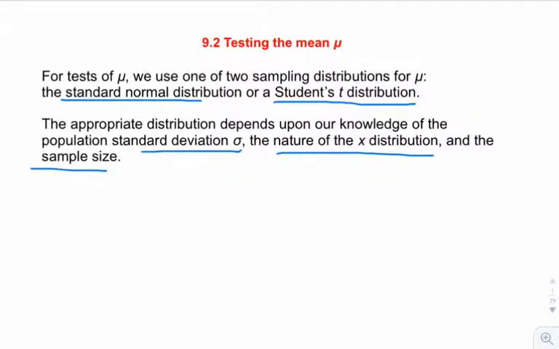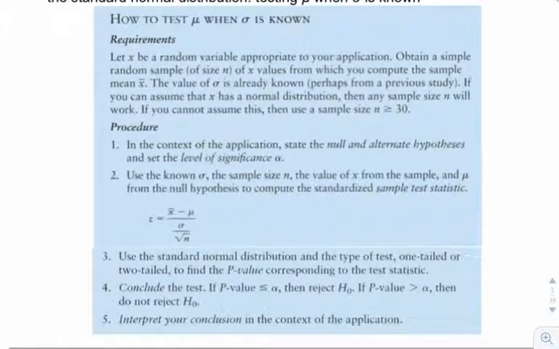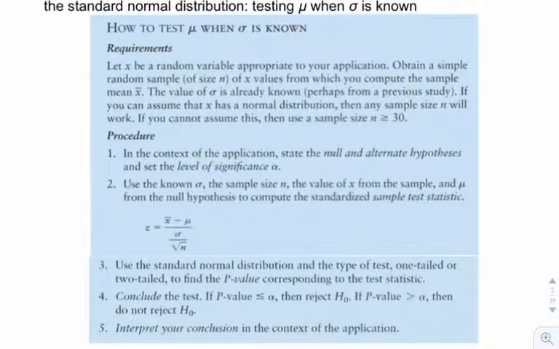We're first going to look at the conditions in which we will use the standard normal distribution, z. Later we will look at examples of the student t-distribution. So for right now, let's look at when we use the standard normal distribution. Okay, so this is how to test mu when sigma, the standard deviation of the population, is known.